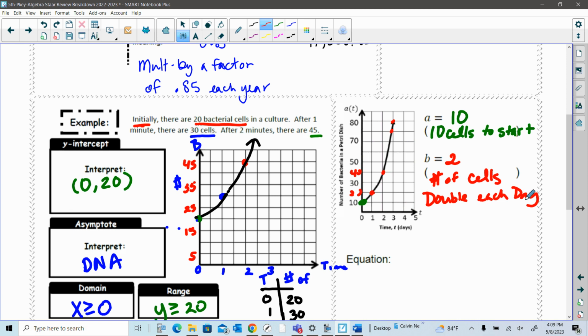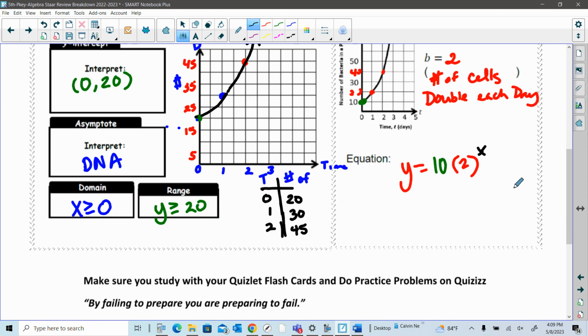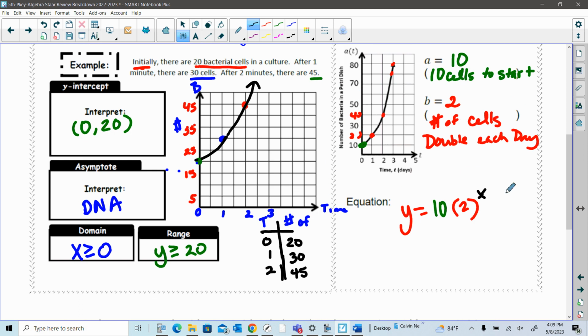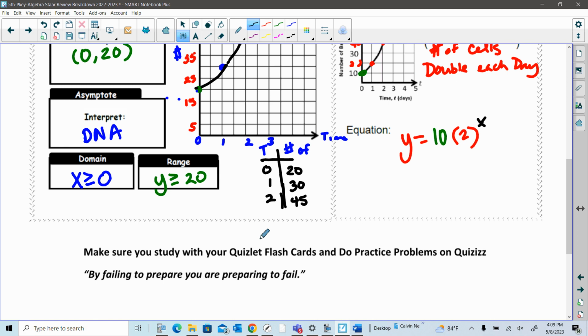So my equation here would be y equals the initial amount, which is 10, times the growth factor, which is 2, to the x power. And then I could use that to find some more values at a certain time frame. Okay, so this kind of goes over our exponential right there.